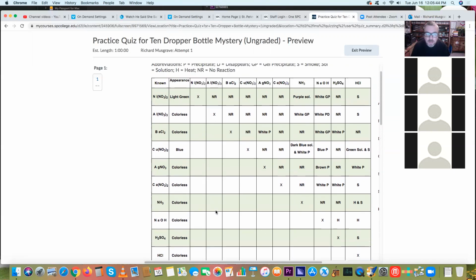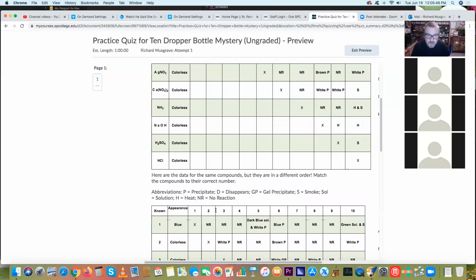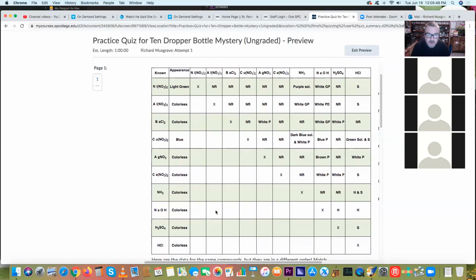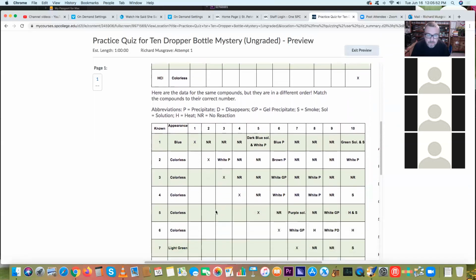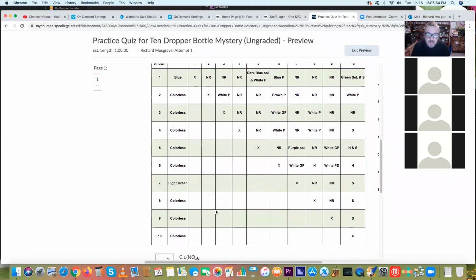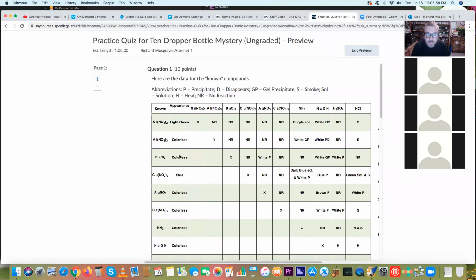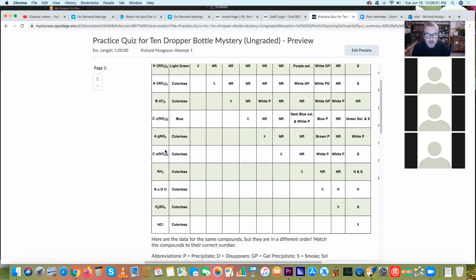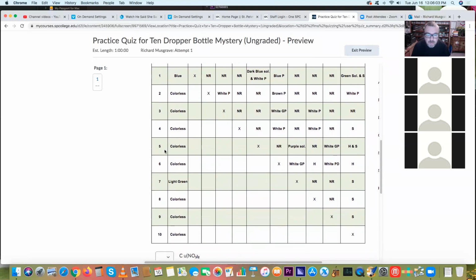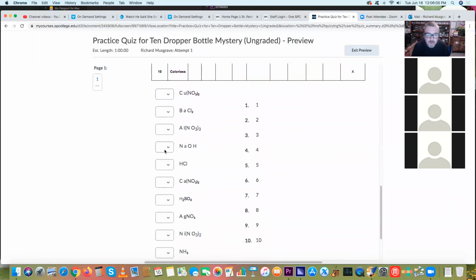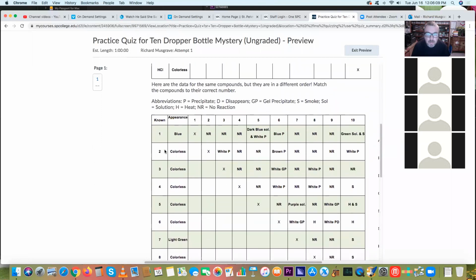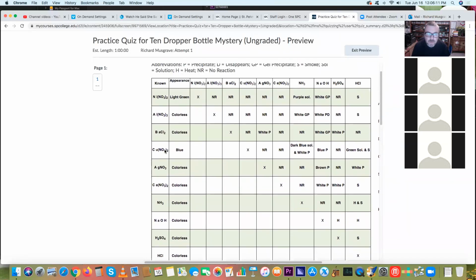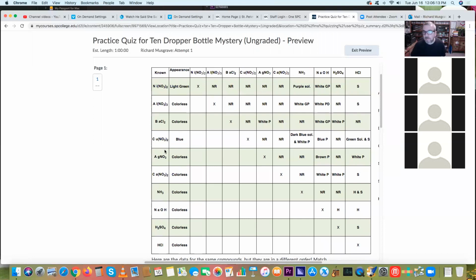So what's the aim of this? Well, this is what the known reactions are. And this is a table of the same compounds, but in a different order to what they appear here in the knowns. So the idea for you is to go through and figure out 1 through 10, what each of those are, based upon what you know about the reactions of the knowns.